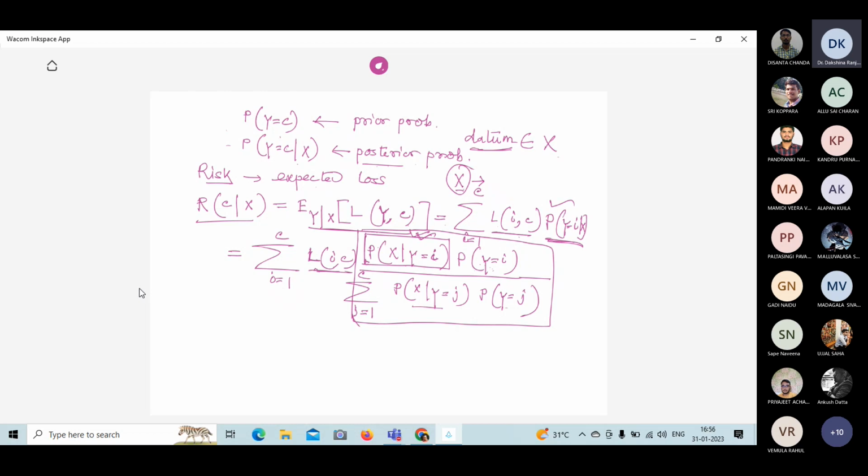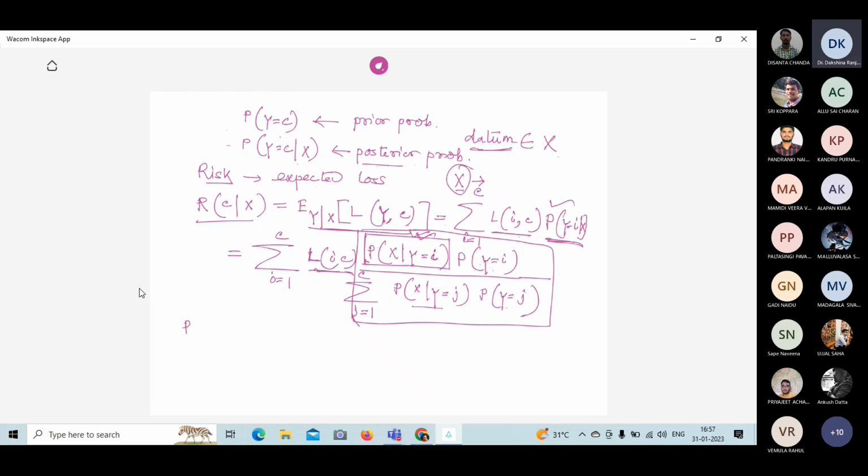If you remember the loss function in cross entropy formulation for logistic regression, there you can see that the loss function is multiplied with the class information, or class levels. So similarly, here we get the risk as expected loss, which is given by summation over this loss function multiplied with the posterior probability.